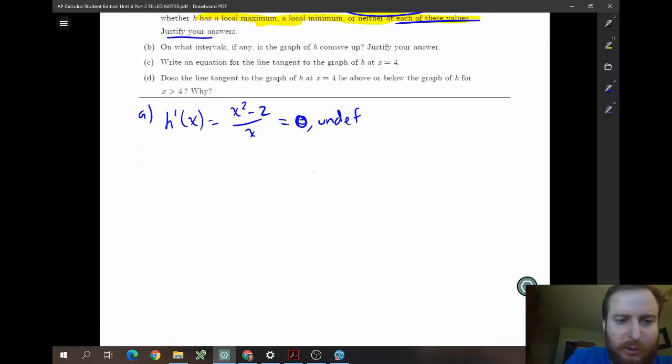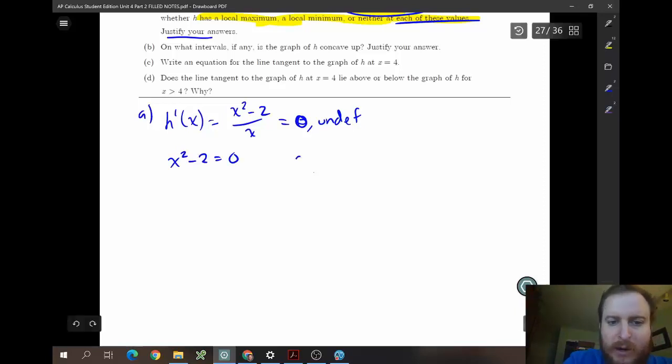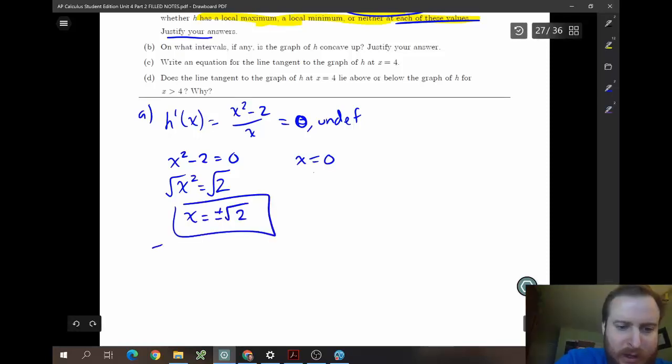To set this equal to 0, we're going to do x squared minus 2 equals 0. That's the numerator. To set it to undefined, we do the denominator equal to 0. This gives x squared equals 2. Take the square root of both sides. Be careful about this, we do need to include the plus or the minus. Now, if you want to box this, you could say h of x has a horizontal tangent at x equals plus or minus square root of 2.